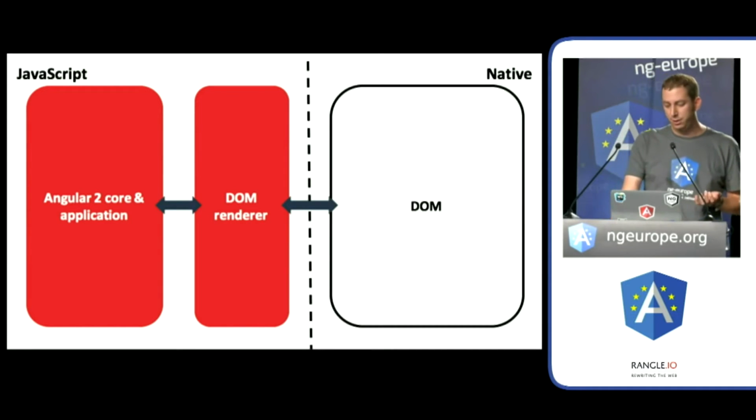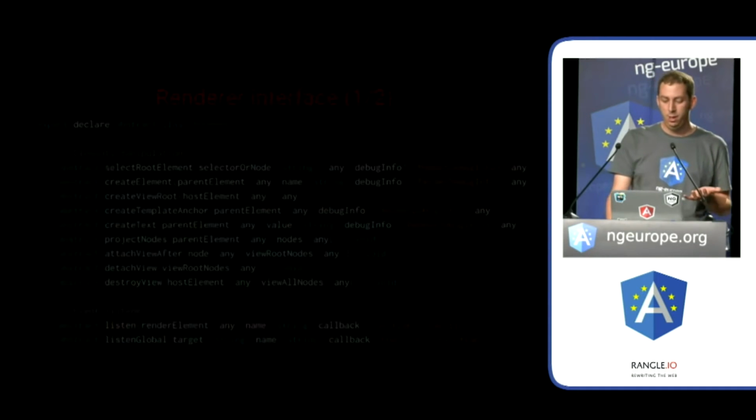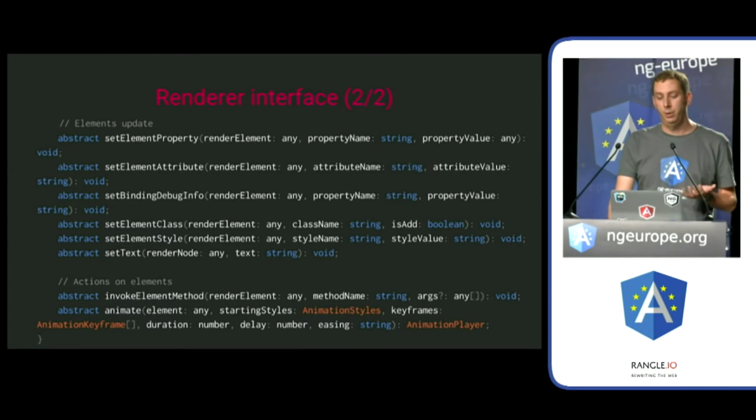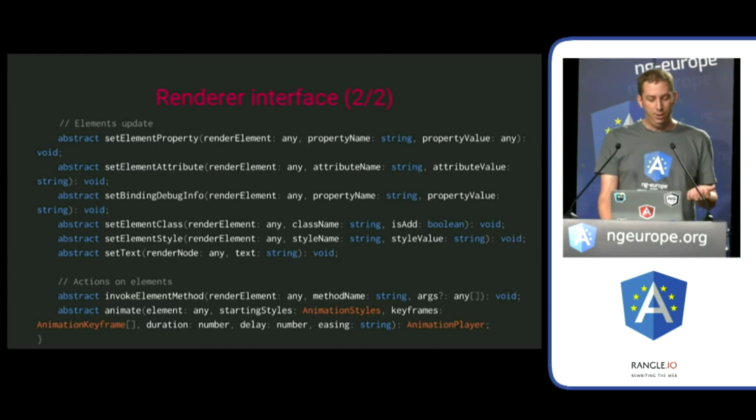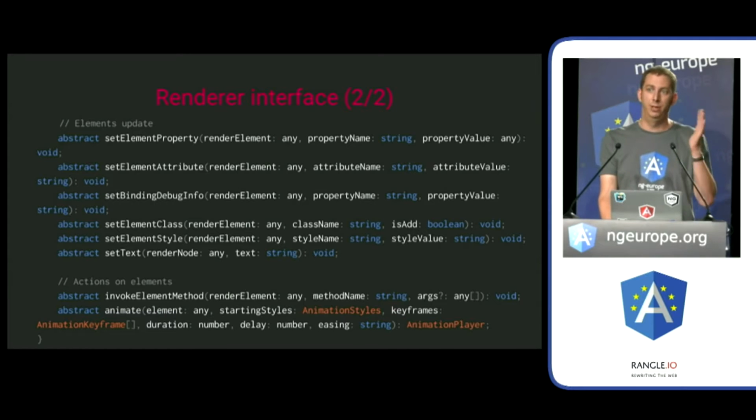So let's have a look at the interface of the renderer. The goal here is not that you learn it, but just to show you that there are about 20 different instructions that can be sent. The first set is about manipulating elements: creating them, moving them, destroying them. There are a few methods to attach event listeners, either on an element or globally. Then there are a bunch of methods to update those elements, updating a property and attributes. Finally, there are a few methods to invoke actions on an element. If you think DOM, for example, it could be blur or focus. And there's also one last method, which is to animate an element. Basically, those 20 methods are the interface between your application and the renderer, which takes care of every change in your DOM.